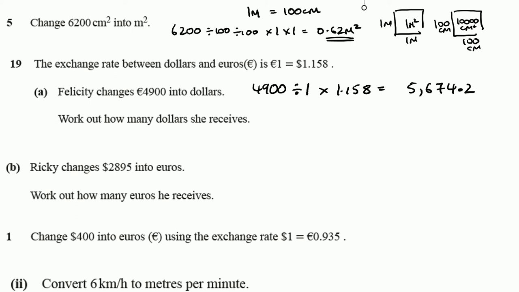Now remember, this is a currency, so it's dollars, and I have to give it to 2 decimal places because that makes more sense from the point of view of currency. We wouldn't say 0.2, we would say 20 cents.